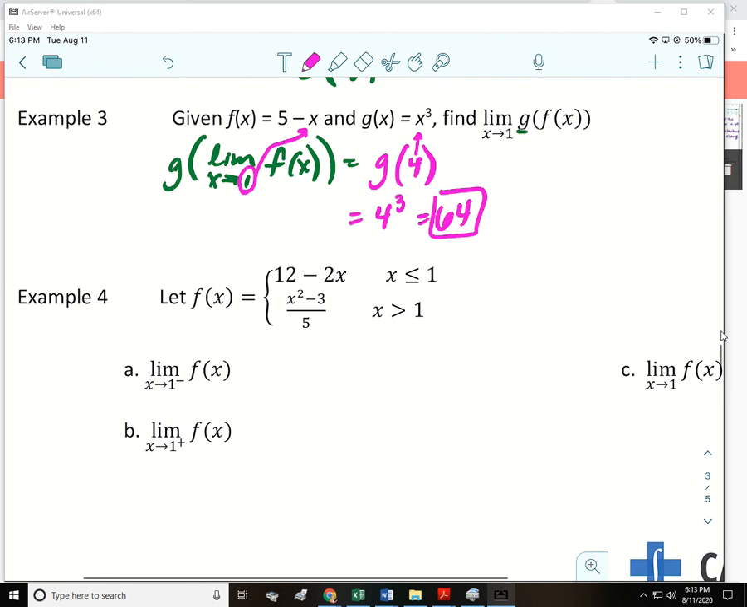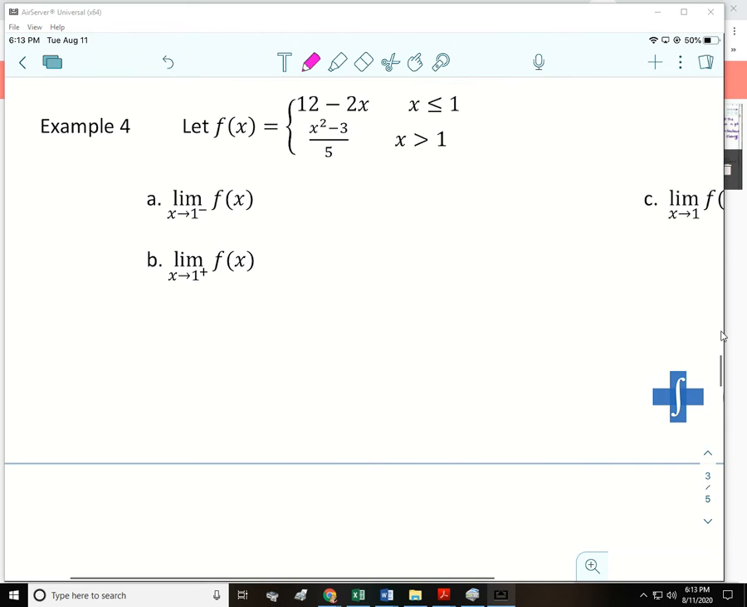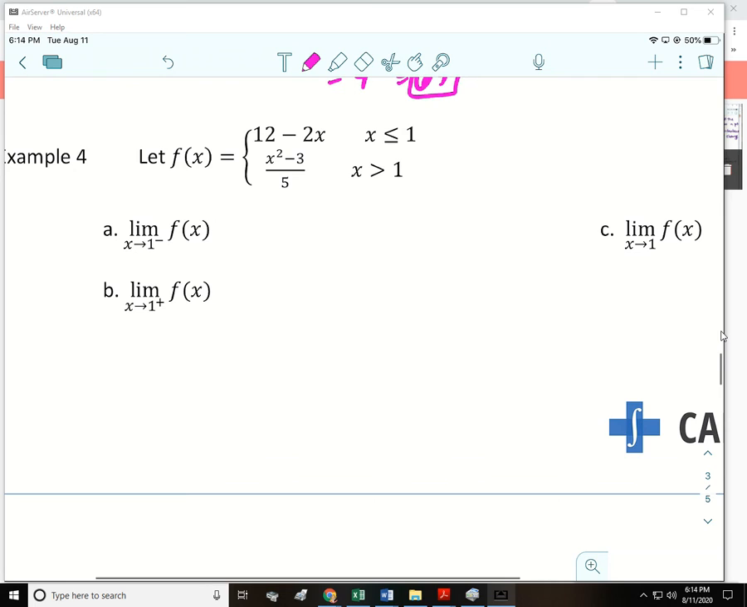All right, and then this last one is a piecewise function. And for the piecewise function, we have everything on the left side of 1. We're going to use 12 minus 2x for that graph. So 1's right here. So over on this side, we have something like that. It's not exact, obviously. And then on the right of 1, we use x squared minus 3 over 5. So it's some parabola on this side.